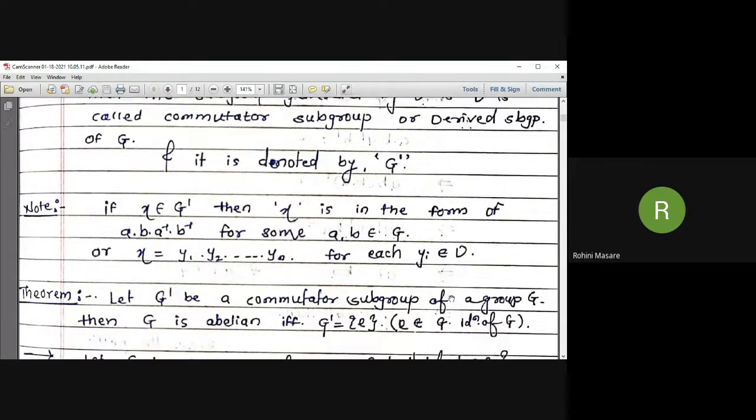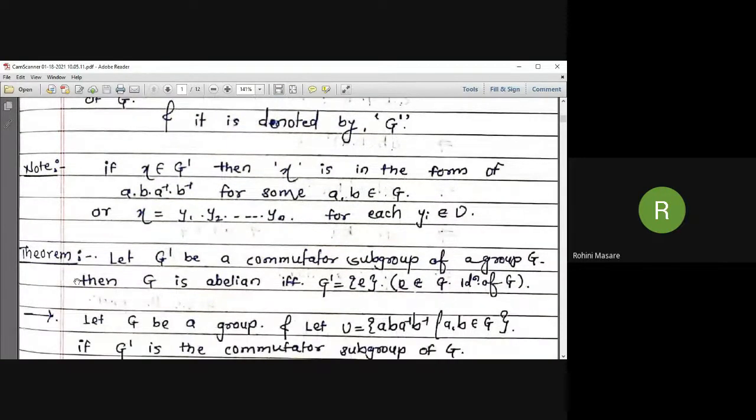Now the next point, one more theorem. Let G dash be the commutator subgroup of a group G. Then G is abelian if and only if G dash is equal to the singleton {E}, where E belongs to G, that is, the identity of the group G.